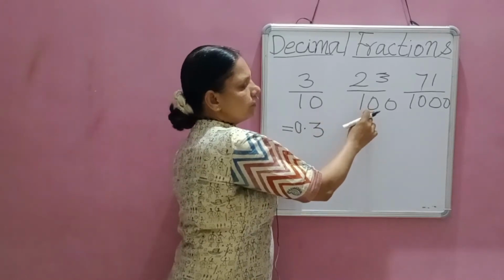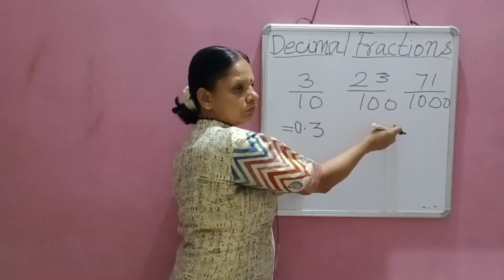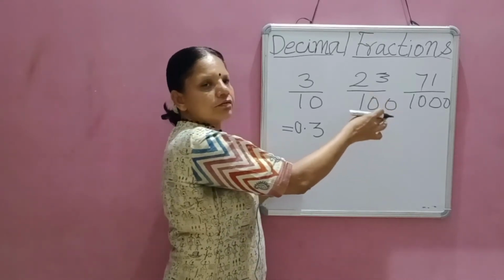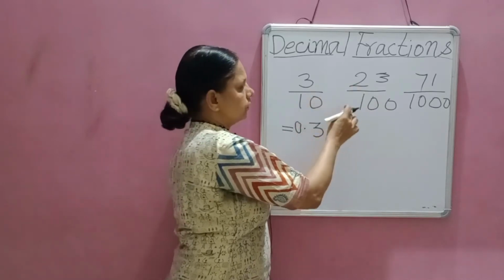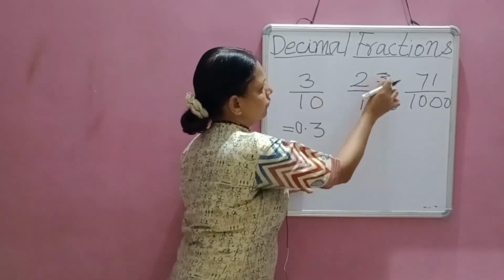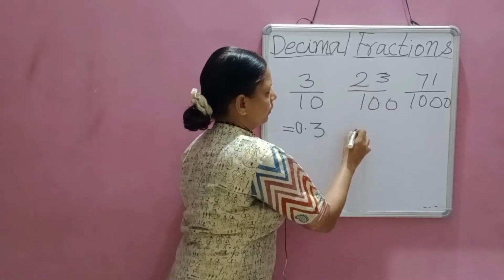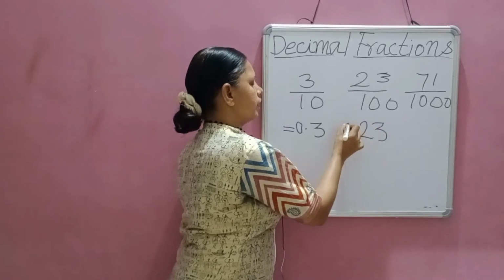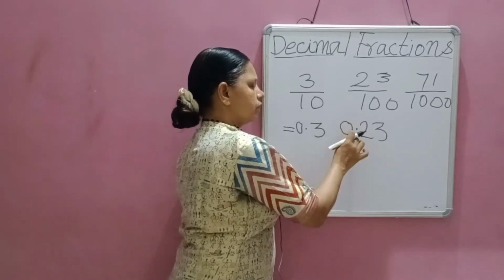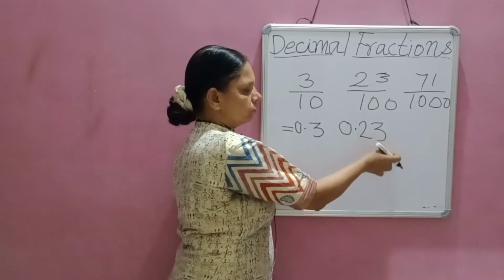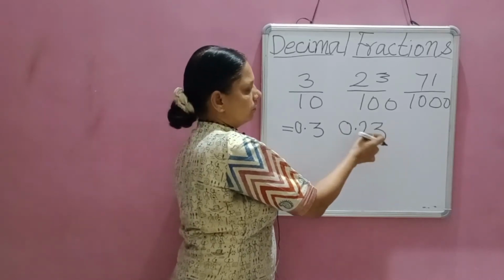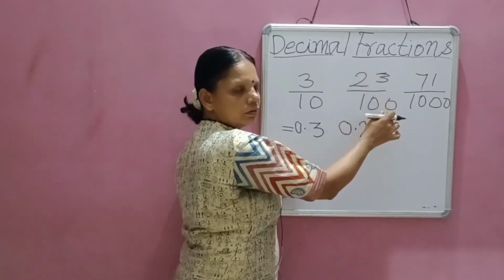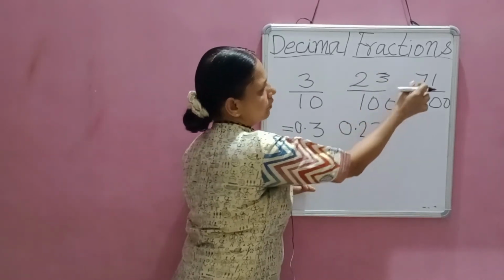Now, according to the number of zeros, if the denominator is 100, put the decimal point before two digits. That is before 1, 2. So it is 0.23. Here also you can add a 0, even though it is not written, it is still 0.23. You can read it as 0.23. What is 0.23? It is 23/100.